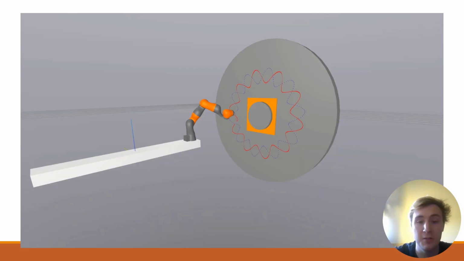Alright, so now we get into weaving. So we can see here, as the print bed rotates back and forth, the robot arm moves back and forth. The blue dots indicate the desired path. That's the path we want the robot to go on. And the red line is the actual path that it goes on. You can see here there's a large phase lag, but the magnitude is still pretty similar.